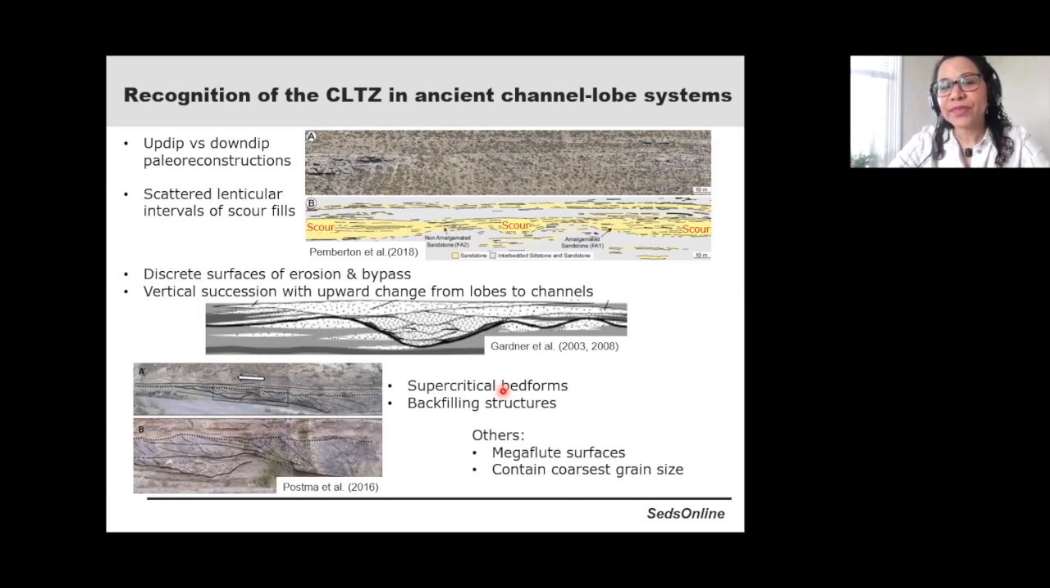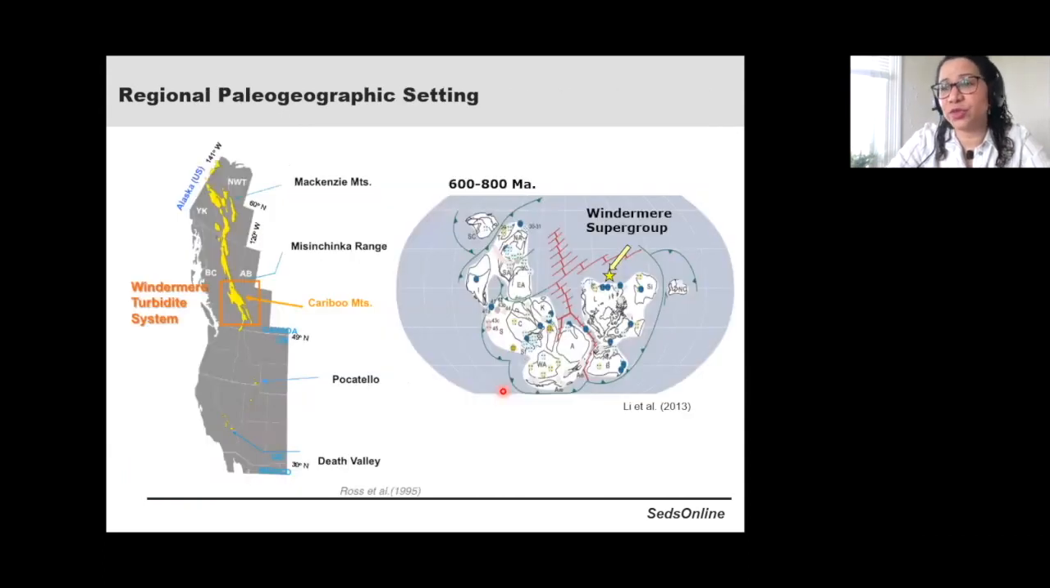So now we're going to start our quest, and I'm going to take you into the Windermere turbidite system. This was a turbidite system that crops out in the southern part of the Canadian Cordillera, specifically in the Cariboo Mountains. This system formed during the breakup of Rodinia, when the Paleo-Pacific Ocean was created in the Neoproterozoic.